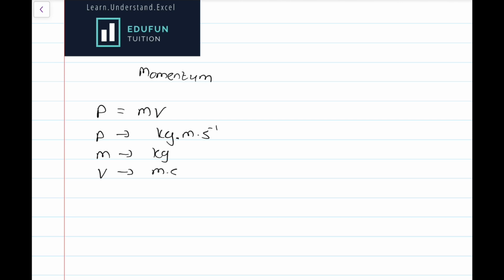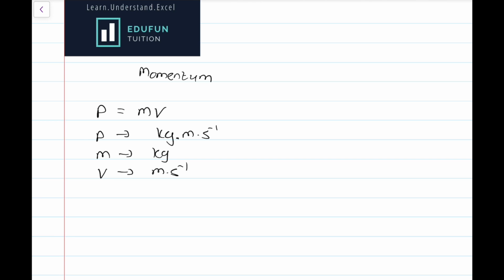Okay, so let's start with momentum for physics for this grade 12 year. So what exactly is momentum? Momentum is denoted by the symbol P, and basically it is a combination of mass and velocity. It's the product of mass and velocity. It's measured in kilograms meters per second, because mass is in kilograms and velocity is in meters per second.